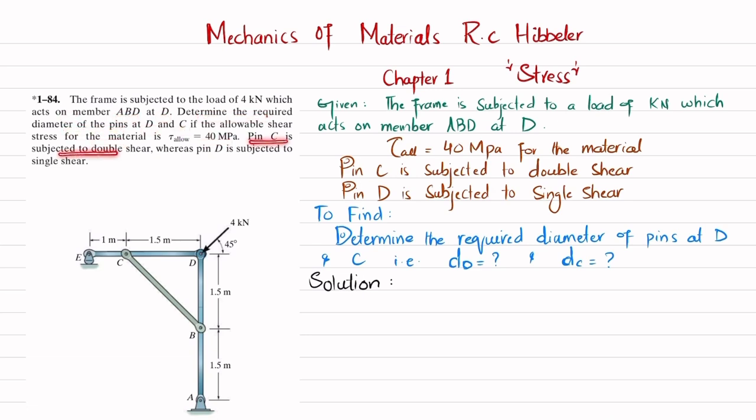Pin C is subjected to double shear, whereas pin D is subjected to single shear. So you can see this is the frame, that is acted upon by the 4 kilonewton load at point D on this member ABD only. Given that at C there is a pin which is acted upon by double shear, and at point D the pin will have a single shear. So you have to determine the diameter of the pin at D and C. So let's start with the solution.